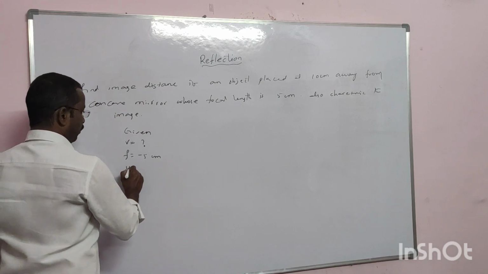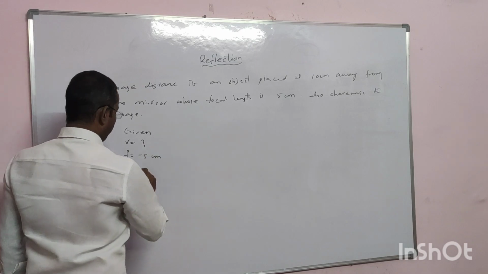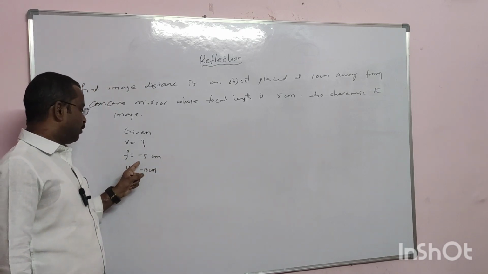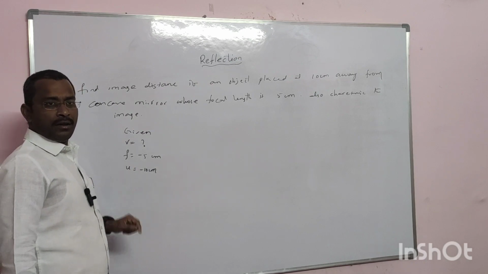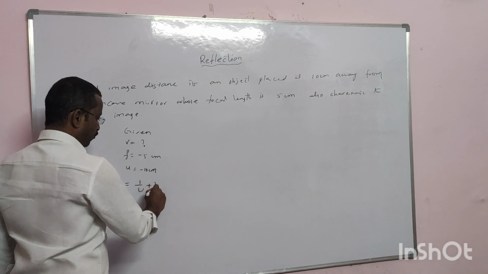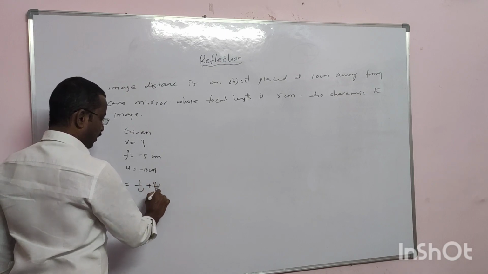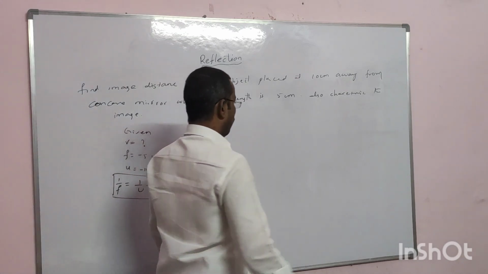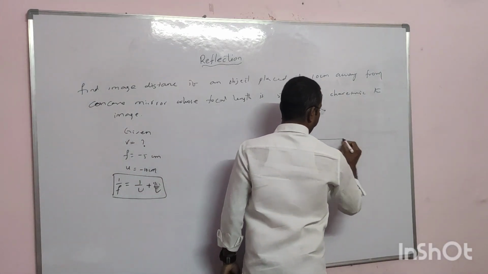And next, what is u? 10 centimeter away, so that is minus 10 centimeter. Compulsorily you need to apply the symbols. Okay, what is your mirror formula? 1/f = 1/u + 1/v. This is your mirror formula. Try to draw a ray diagram for this accordingly.